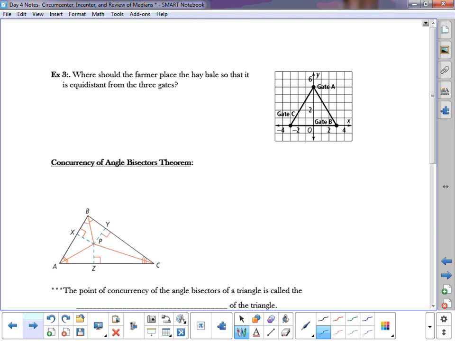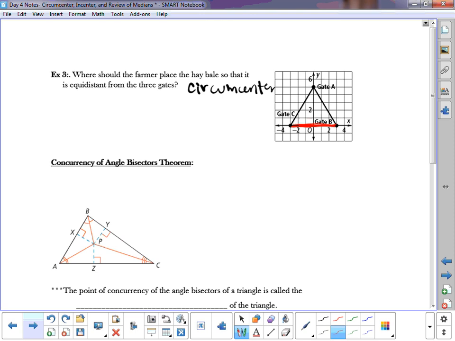Alright, so we want the hay bale to be equidistant from the gates, which means it's equidistant from the vertices, so we're looking for that circumcenter. Now, again, we have one nice and easy side to work with, but then we're going to have to choose one of our other sides, which won't be so nice and easy to work with. But it's still not too bad.